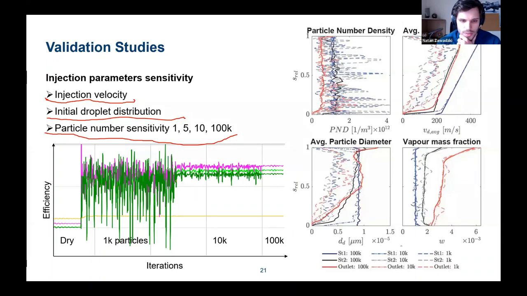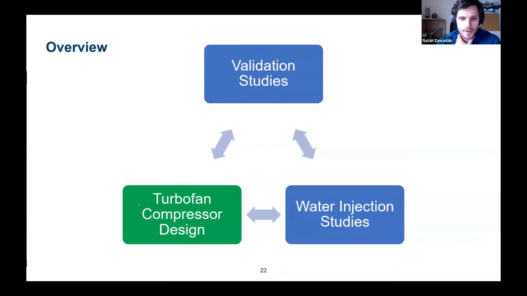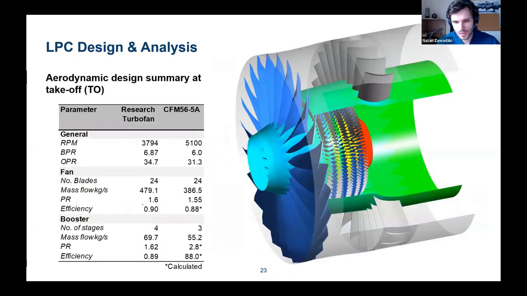They're not acceptable. And then once we increase the number of particles or the parcel size, the fluctuations get smaller and smaller. So the second stage of my research focused on turbofan compressor design. This is the compressor that I designed. And you might ask yourself why design a compressor when there are already a lot of compressors out there.